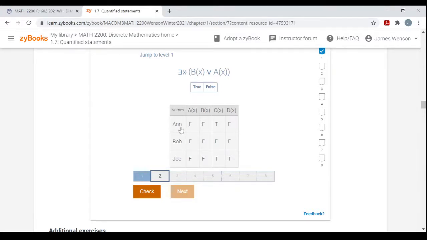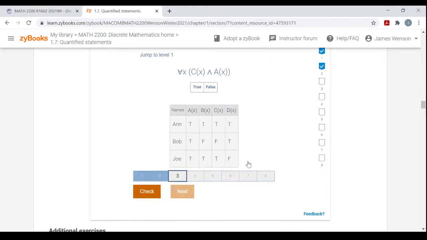Let's see. How about Ann? Now this time I'll just say it out loud. What's B of Ann? False. What's A of Ann? False. So false or false is false, and doesn't make this true. We have to move on to Bob. B of Bob is false. A of Bob is also false. False or false is a false disjunction. So Bob doesn't make this true, so we have to move on to Joe. And again, you have false or false. This is a false statement, right? They're saying there is a person that makes this statement true, but we couldn't find one. So it's a false statement. Great.